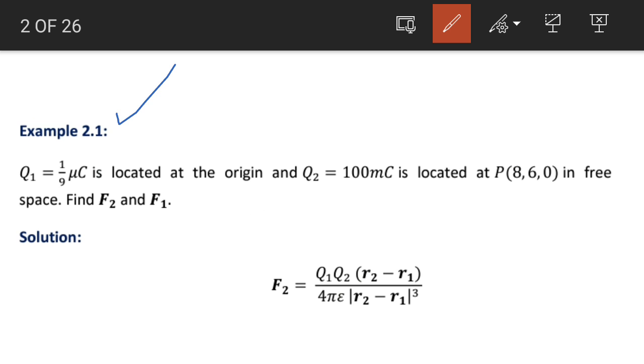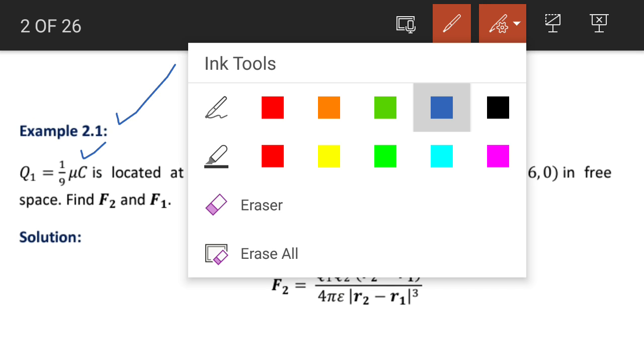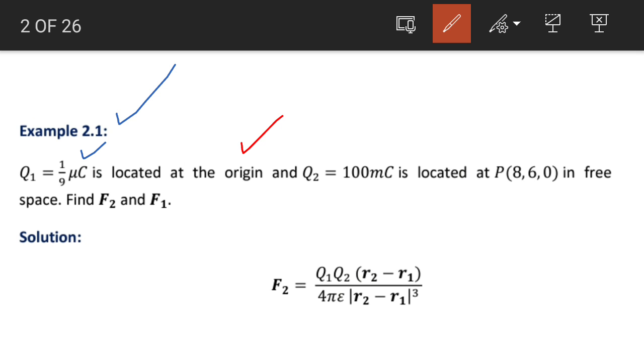Example number 2.1. In example number 2.1, we have a charged particle of 1/9 microcoulomb, and this charged particle is located at the origin, that is at 0, 0, 0, and we have another charged particle of 100 millicoulomb which is located at (8, 6, 0), and these two charged particles are located in free space. Find F2 and F1. So let us calculate the force on Q2 due to the presence of Q1.